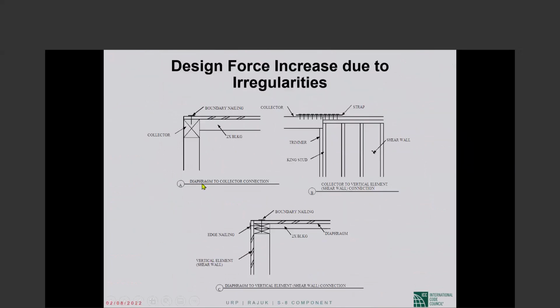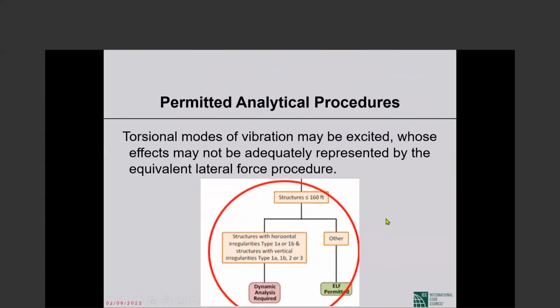So A is diaphragm to collector connection, as shown in the picture. Okay, this is the collector, this is the diaphragm. The design forces have to be increased 25%. This is the collector to shear wall connection. So this connection, the forces have to be increased 25%. And this is the diaphragm to shear wall connection. This is the shear wall, this is the diaphragm. This connection has to be designed for 25% higher forces.